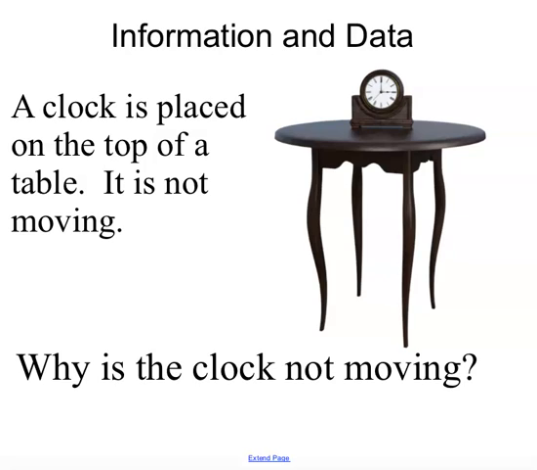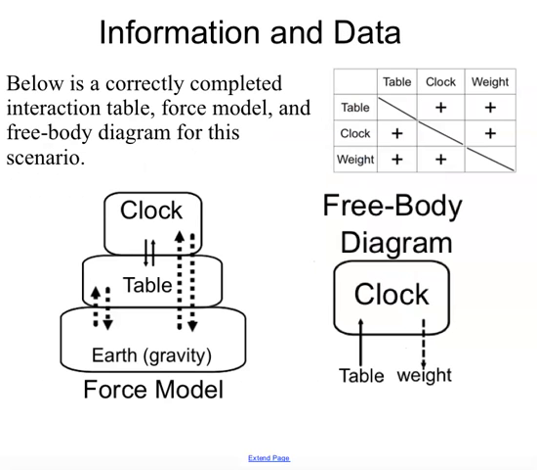Now, before you write a claim, make sure you go through all the information and the data. For example, I did move the interaction table up, that's why it's not below anymore, but you had an interaction table, a force model, and a free body diagram. Make sure you look these over to help you write your claim, because you don't want to write a claim and then find out there's absolutely no evidence to support your claim.